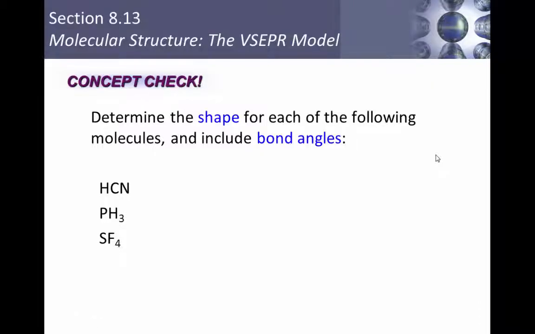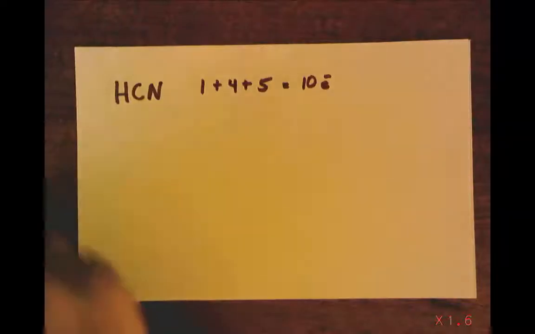Okay, here's a concept check. Can you draw the Lewis structure, then determine the shape of the molecule, and then see if you can figure out the bond angle based on the shape? Here's the answers to the first concept check.